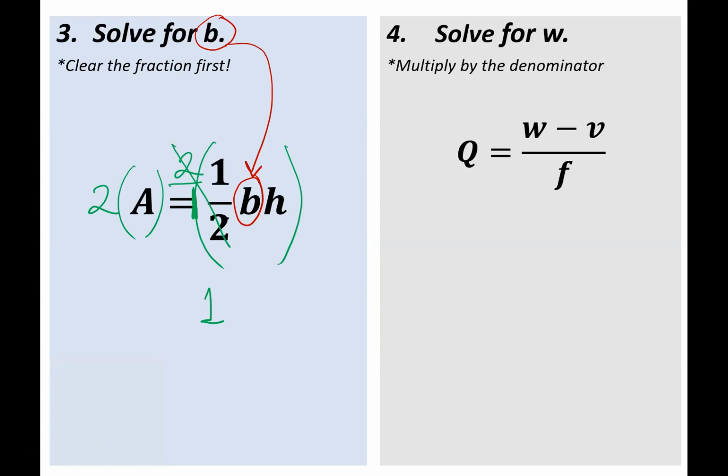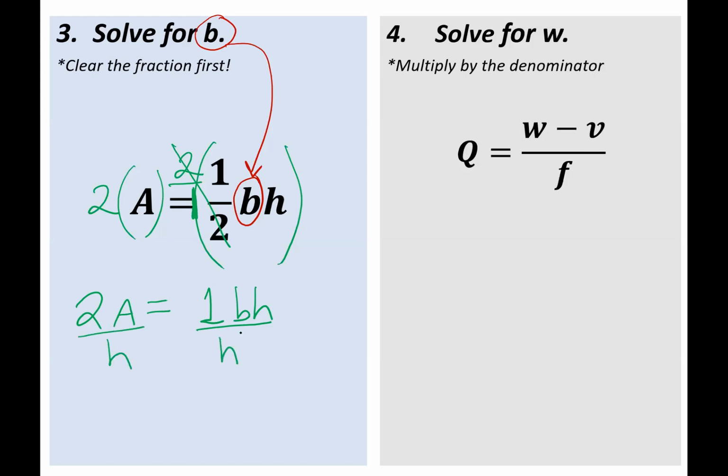So what I have left now, because I'm multiplying both sides by 2, I now have 2a equals, now I've written a 1 here. You don't really need that actually, but I'll leave it there for now. 2a equals 1 bh. Okay, I'm solving for b. And really the next thing I need to get rid of is the h. So let's divide both sides by h.